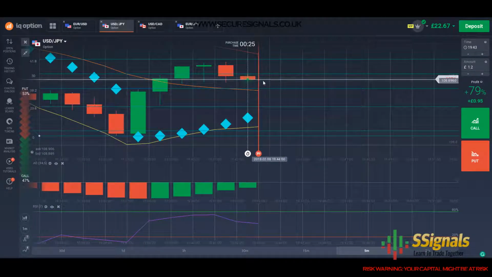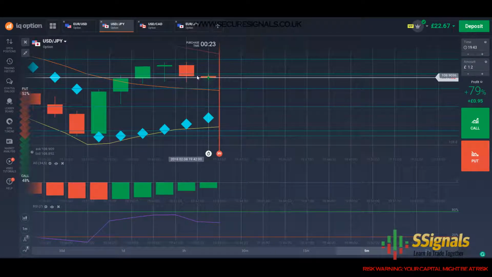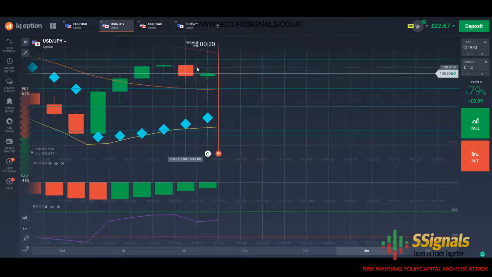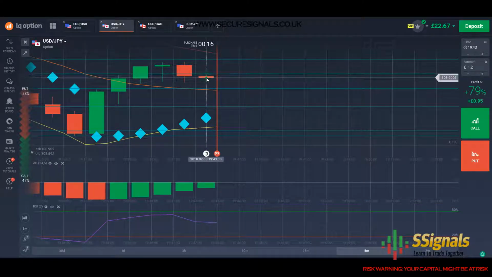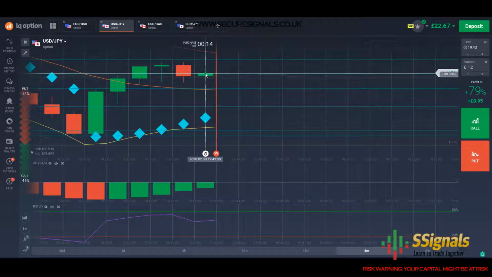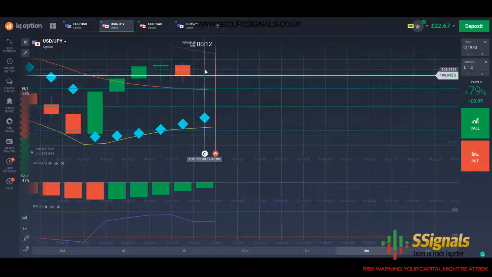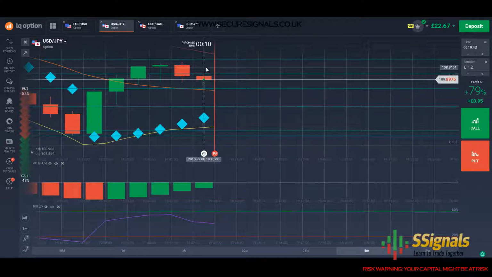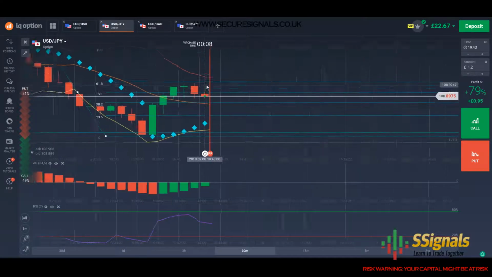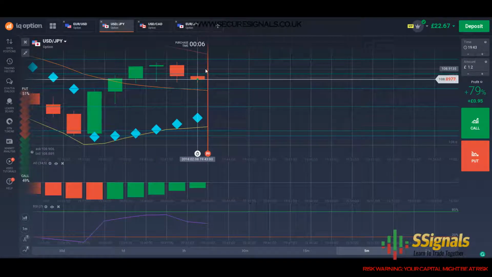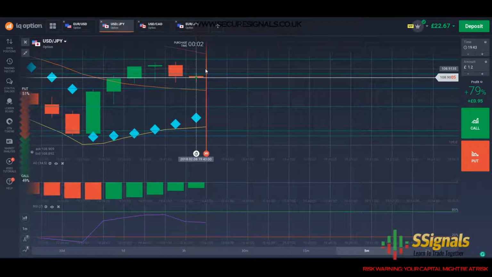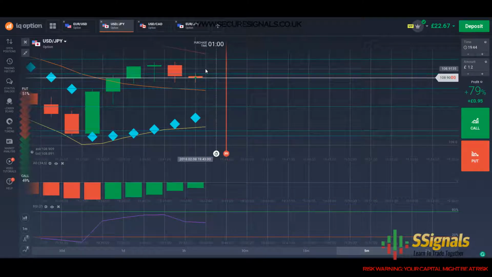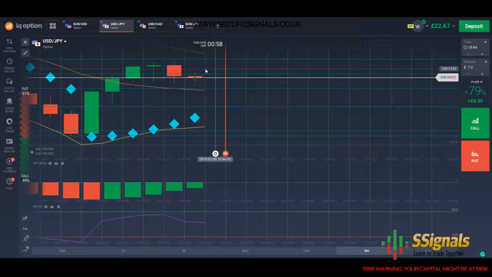Okay, so this was the red candle that we were waiting for. So let's just wait for price, see how this candle closes, and then we'll decide what to do. I'm hoping it will touch all the way up to here, then we can enter a put, and I feel more secure about that. Just wait and see how this candle closes.